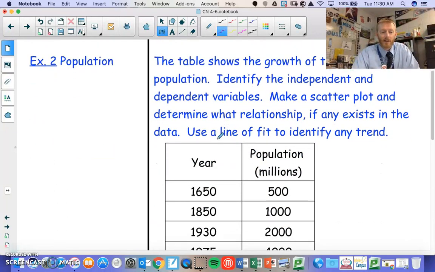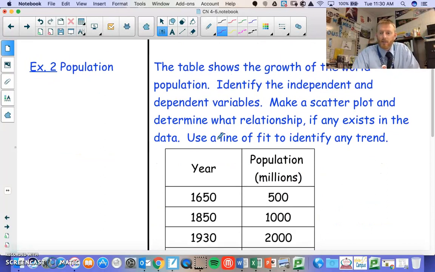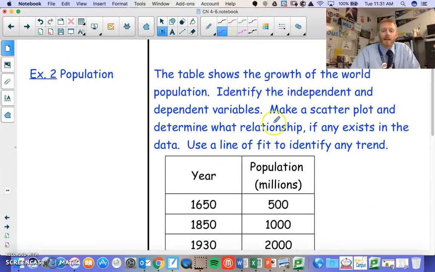So here's our example. Make sure my face isn't in the way. The table shows the growth of the world's population. We're supposed to identify the independent and dependent variables, make a scatter plot, and determine what relationship, if any, exists in that data. So we're supposed to use a line of fit to identify any trends.